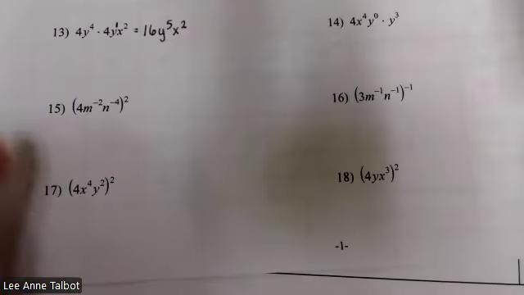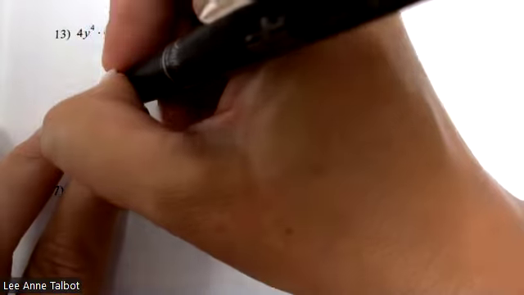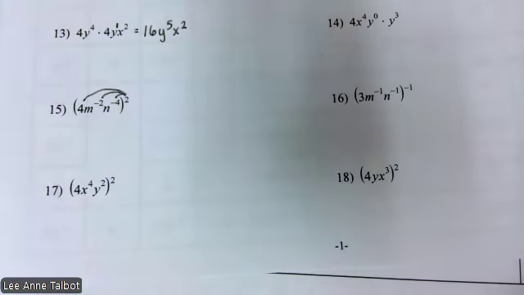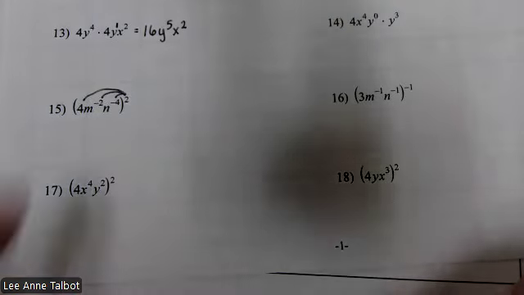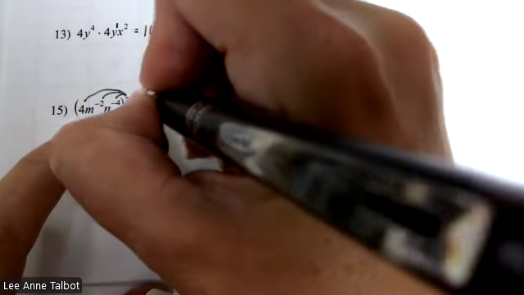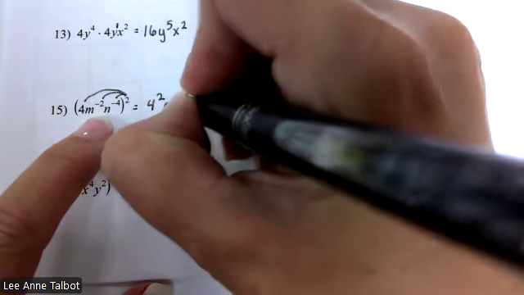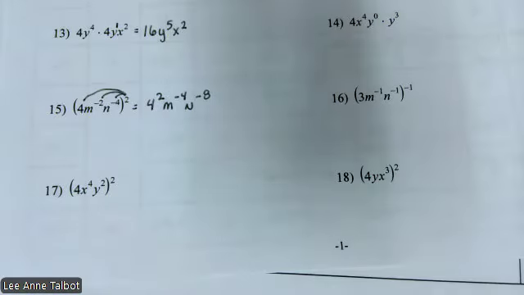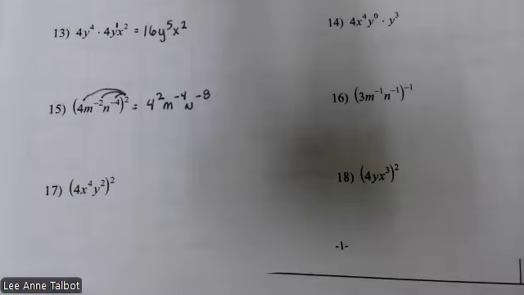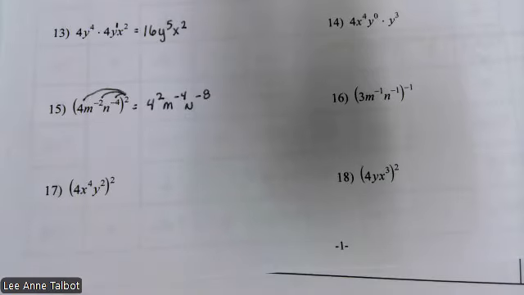Okay, two more on this side. So now we're doing the parentheses powers, and make your little distributive rainbow there. So 4 squared, m to the -4, n to the -8. It's kind of like distributive, but then you multiply the exponents. Any questions about where I got any of those numbers from?